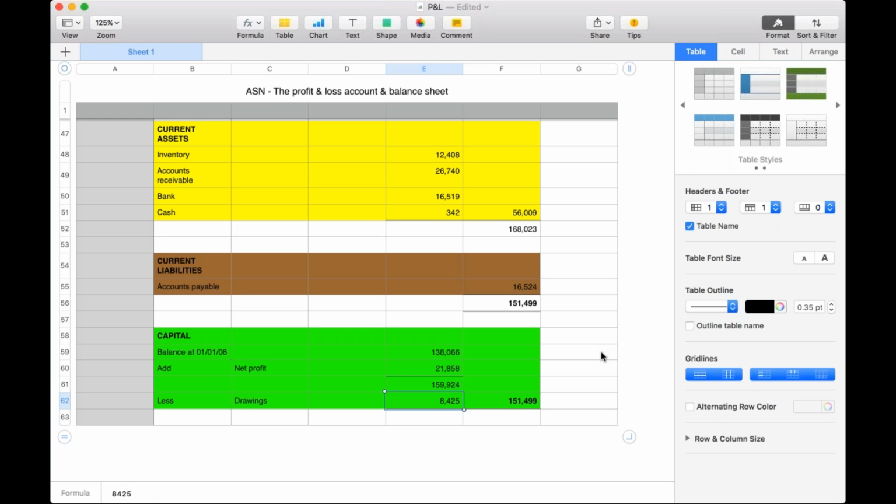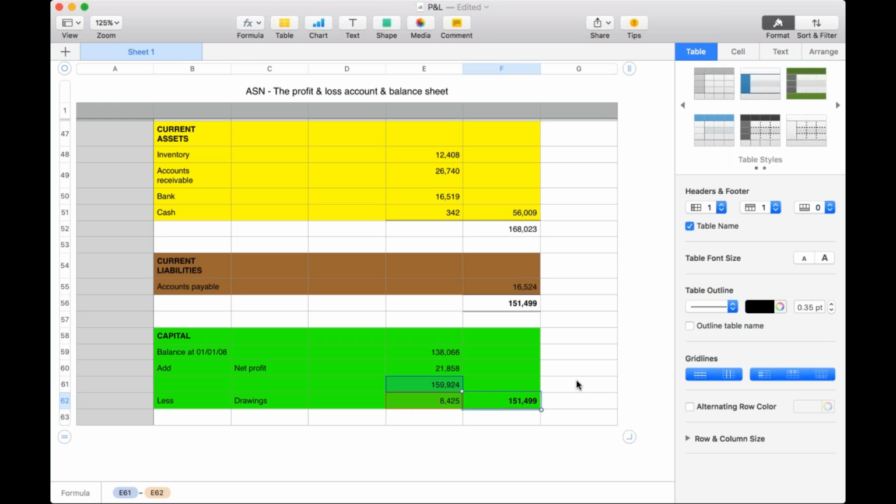But then, of course, the business owner will have taken some money out of the bank account during the year. So in this case, he took out £8,425, which gives us a new capital figure. And that's the one we'll start the next year at. So when we come to prepare the next year's balance sheet, our balance at 01/01/09 is going to be that figure of 151,499. So that's going to be the owner's new capital account figure at the start of the next year.